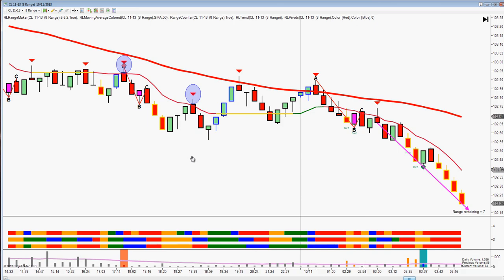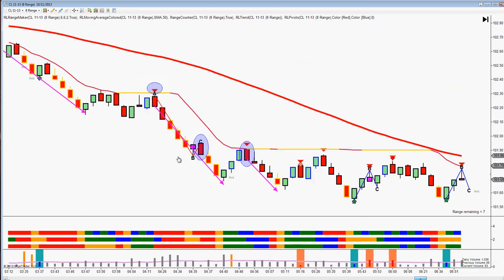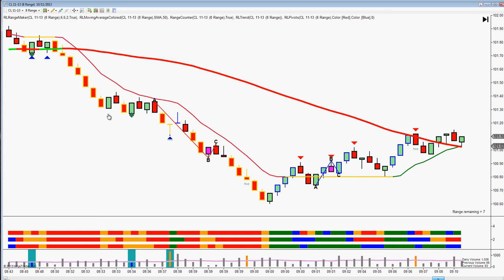Same thing is true long. We've got to be above the 50, above the 15, and the Right Line trend line has got to be blue.